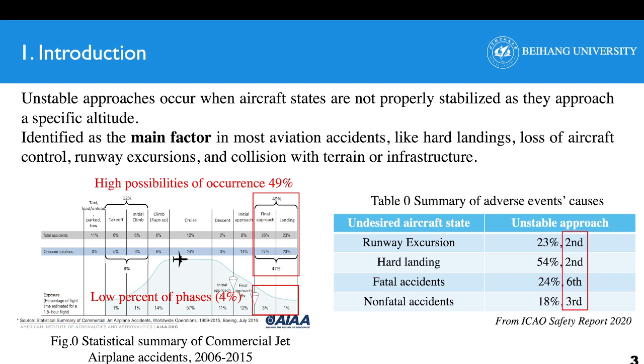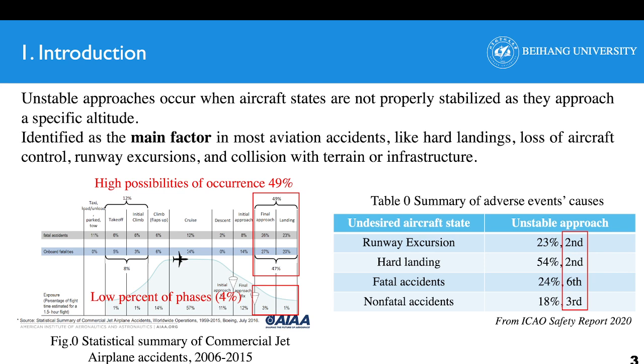So, what is an unstable approach? An unstable approach refers to a situation in aviation where aircraft states are not properly stabilized as it approaches a specific altitude, typically around 1,000 feet above touchdown. This lack of stability during the descending phase can lead to increased risks and potential safety issues.